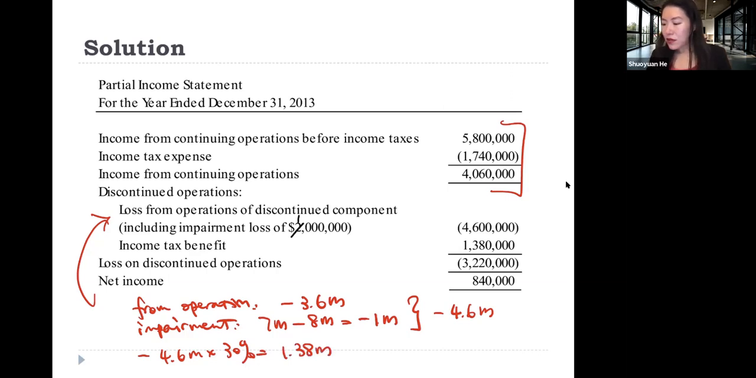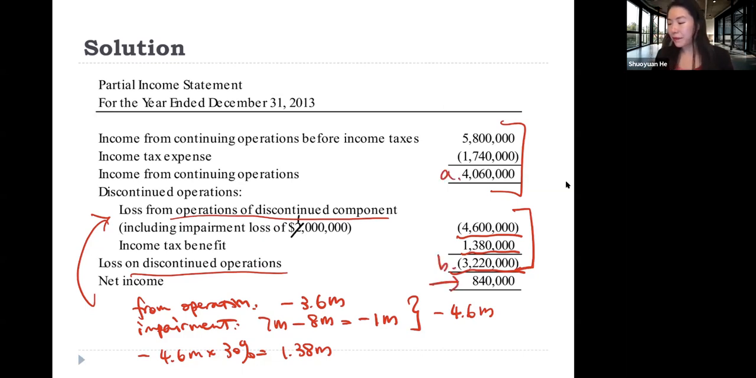So the loss from operation of this discontinued component is negative 4.6 million. And then our income tax benefit is 1.38 million. So the total of these two is negative 3.22 million, and that is the loss on discontinued operation. And your net income is the sum of these two, A and B. So this is the third example regarding discontinued operation.